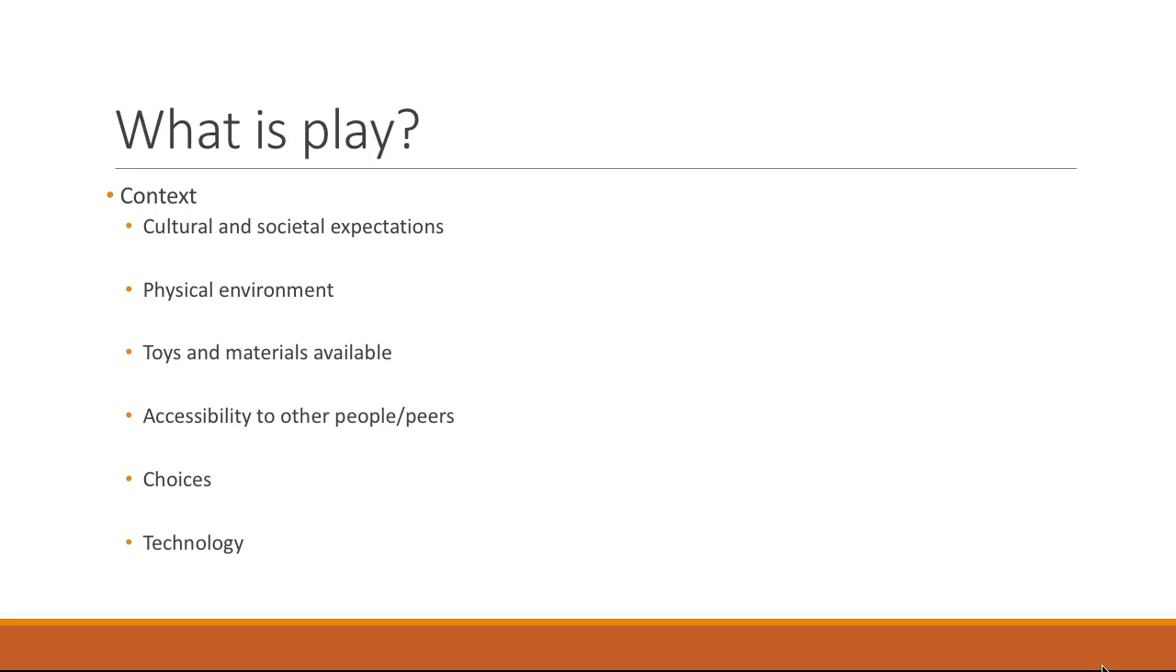Lastly, when evaluating and treating a child's ability to engage in play, it's important to consider the context. As mentioned earlier, cultural and societal expectations can impact a child's play, as can their physical environment. You need to be considering what toys and materials are available to the child and what their access to other individuals, including same-age peers, is like. The variety or choices of play available to the child will also influence their play skills. And certainly these days, technology is playing a huge role in the types of play skills that children are developing.